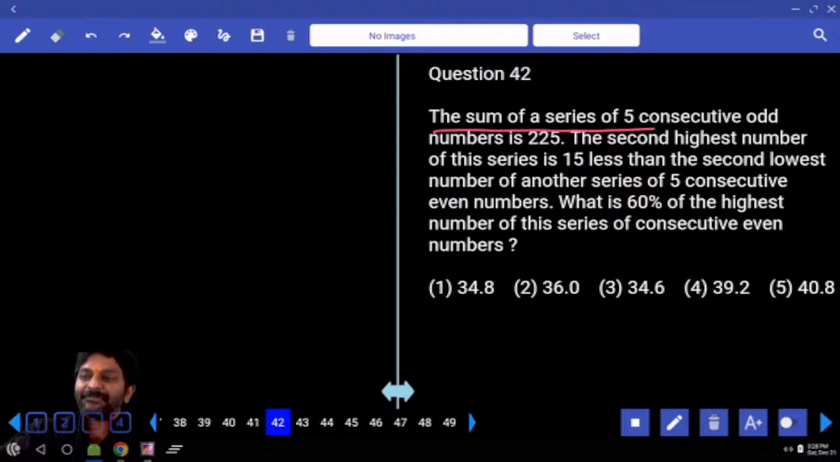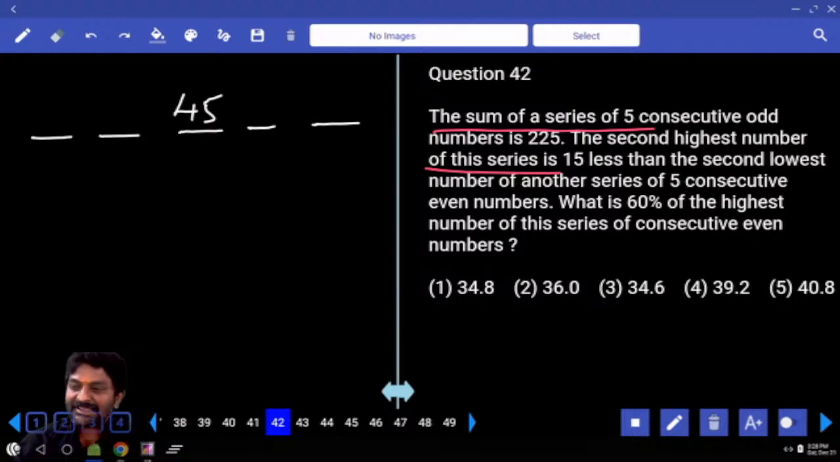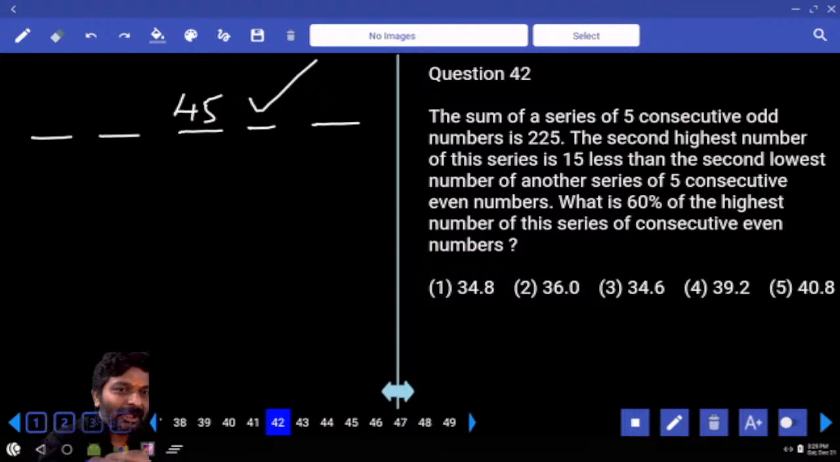The sum of series of 5 consecutive odd numbers is 225. The second highest number of this series, wait, how many numbers? Sum is 225. Consecutive numbers, average in the sense middle number, 225 by 5. 45 is middle number. Assume numbers are in ascending order. Come on. Second highest number is this fellow. How much is that? 47.